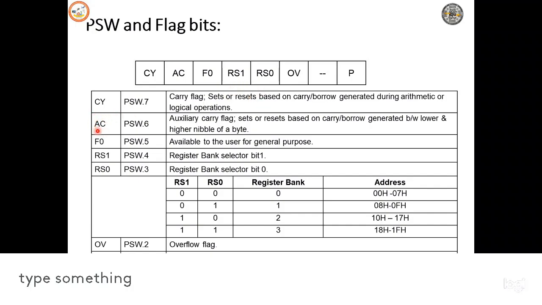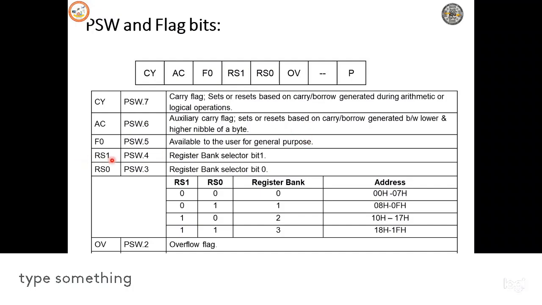So what do you mean by auxiliary carry flag? The auxiliary carry flag sets or resets based on the carry or borrow generated between the lower and higher nibble of the byte. The first 4 bits we call the lower nibble, the second 4 bits we call the higher nibble. So whenever during addition a carry is generated from the 4th bit to the 5th bit, the auxiliary carry is set. Then F0 is available to the user for general purpose. So basically we are going to give it as 0.